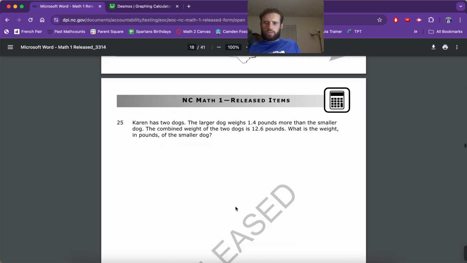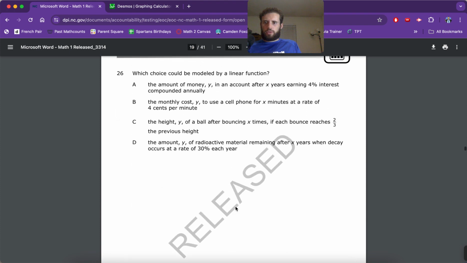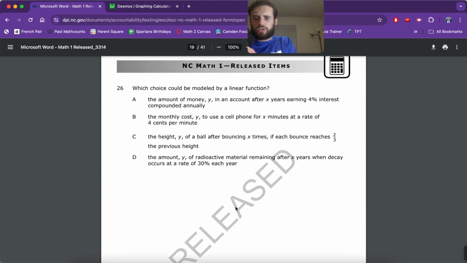All right, let's go on to number 26. Which choice could be modeled by a linear function? So that means it's going up by the same amount each time. So the amount of money Y in an account after X years earning 4% interest compounded annually. So interest is going to be exponential. You're multiplying by 1.04, and then you're making money on the money that you already made, right? Because it's compounded.